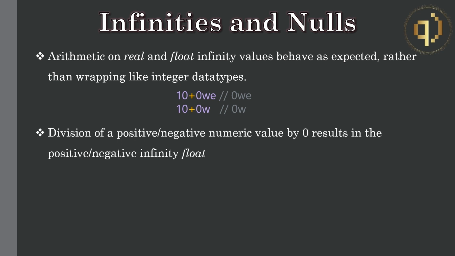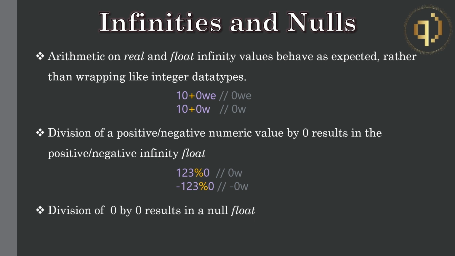Division of a positive or negative numeric value by 0 results in the positive or negative infinity float. For example, 123 divided by 0 yields infinity, and minus 123 divided by 0 yields minus infinity. Division of 0 by 0 is undefined in mathematics and thus results in a null float in Q. So 0 divided by 0 gives 0n.